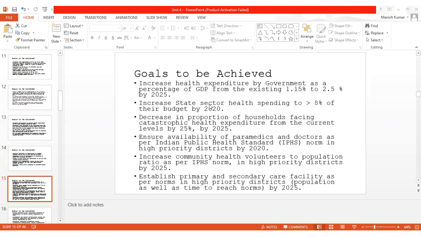Increase state sector health spending to more than 8% of the budget by 2020. Again, there is a difference in this data. Decrease in proportion of households facing catastrophic health expenditure from current level by 25%. Still, that out-of-pocket expenditure is happening. People are going to private facilities for being diagnosed or being treated.